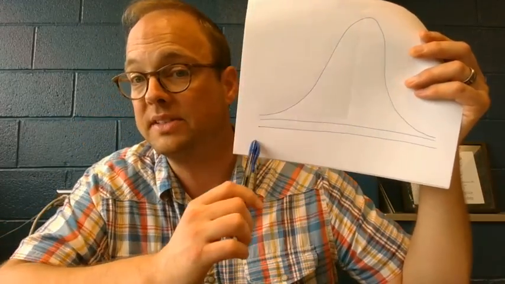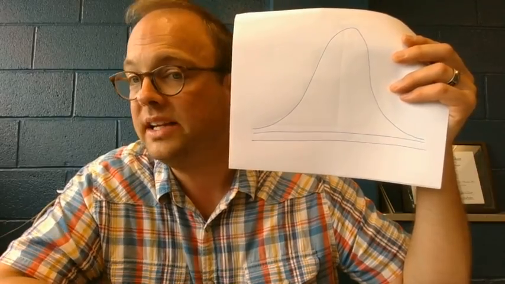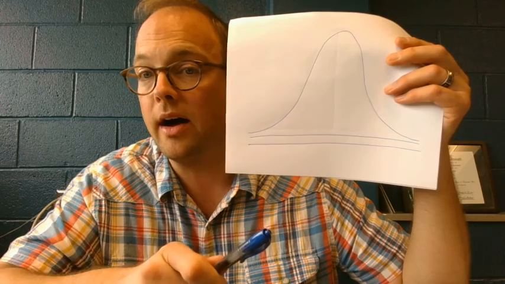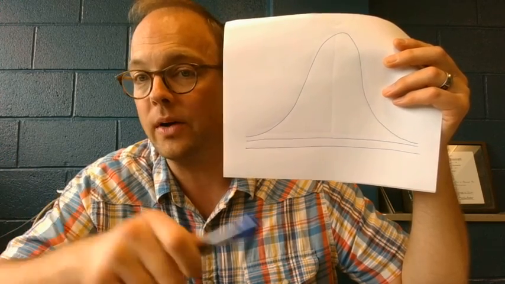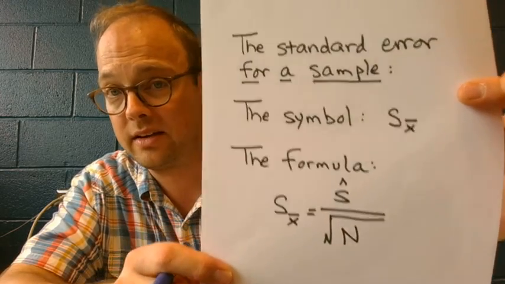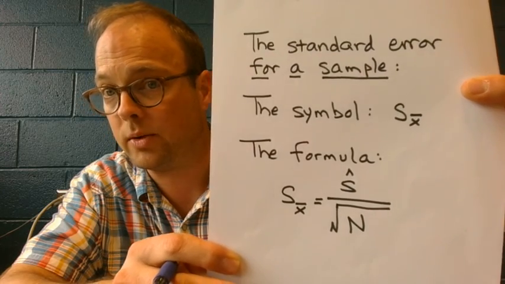So what do you think we're going to have down there below the abscissa? We're going to have t-scores. And what are t-scores? T-scores are units of standard error. And you already know how to calculate standard error for a sample, by the way. You've seen this before: standard deviation divided by the square root of n. T-scores are units of standard error.